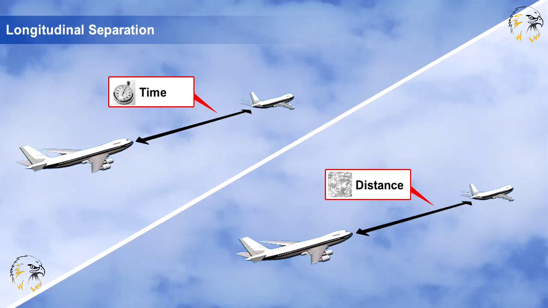The longitudinal separation applied is either by time or distance. The applied separation is therefore the spacing that always ensures that the estimated positions of the aircraft being separated is never less than a prescribed minimum. It is established by requiring aircraft to depart at a specific time, to lose or gain time so as to arrive over a geographic location at a specific time, or to hold over a geographic location until a specified time.